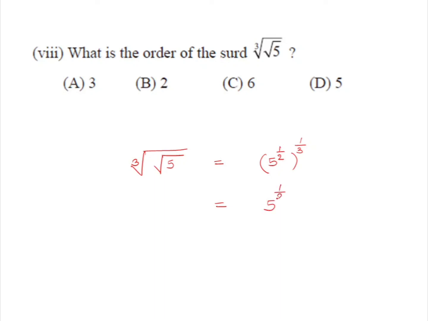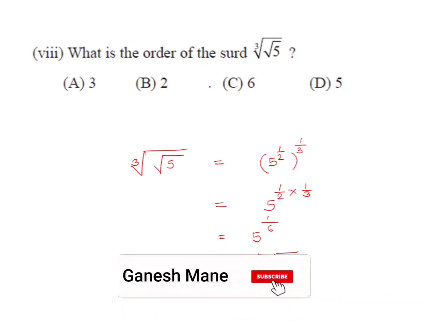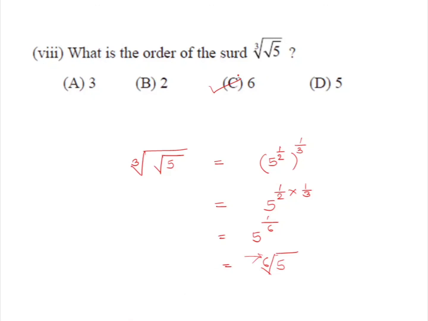Now as we can see here, the base is the same and the two indices are there, so we have to take the product of these two, that is 1 by 2 into 1 by 3, which is equal to 5 raised to, if we multiply the numerators we get 1 into 1, that's 1, divided by 2 into 3, that's 6. So 5 raised to 1 by 6 can also be written as the 6th root of 5. So in this case, as we can see here, 6 is the order of that surd, which is given at option C. So option C is the correct alternative.